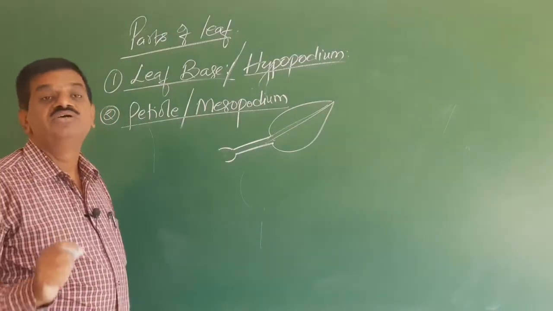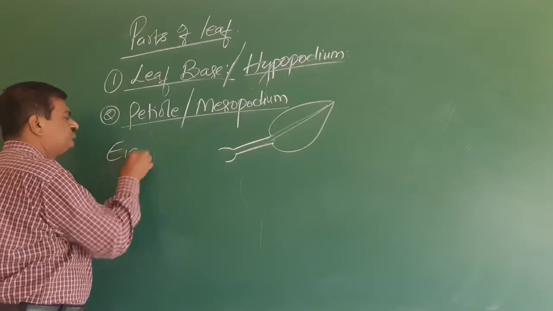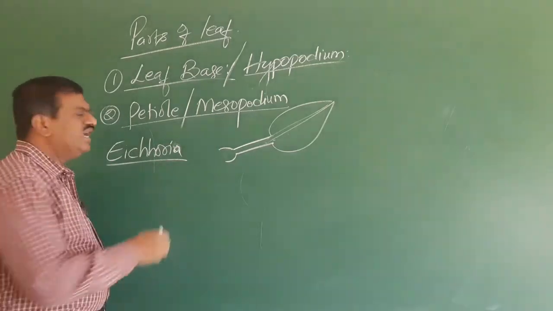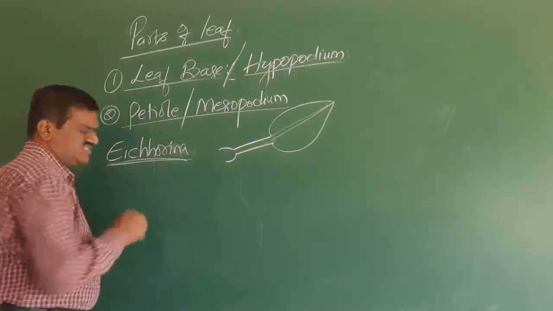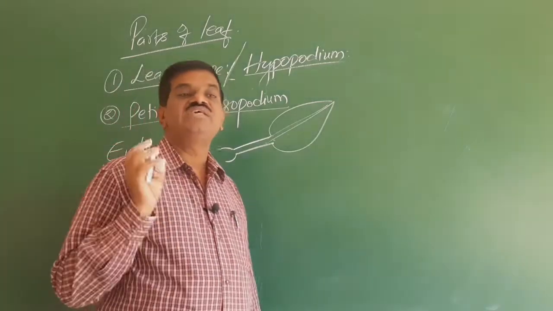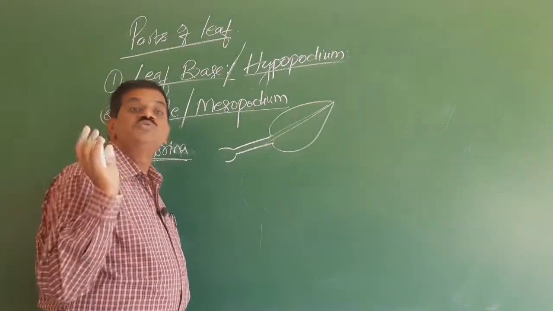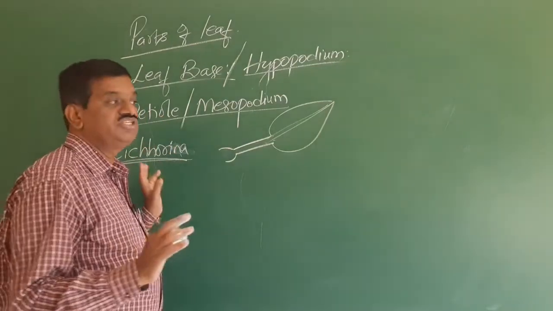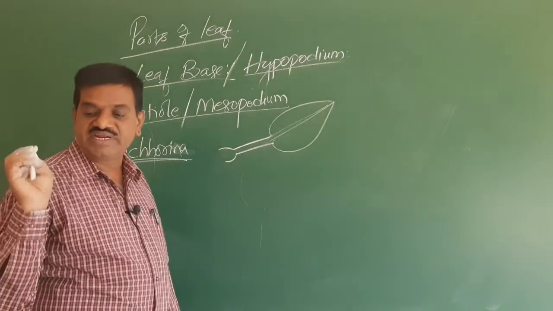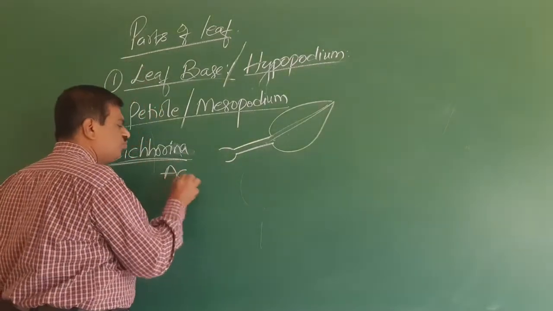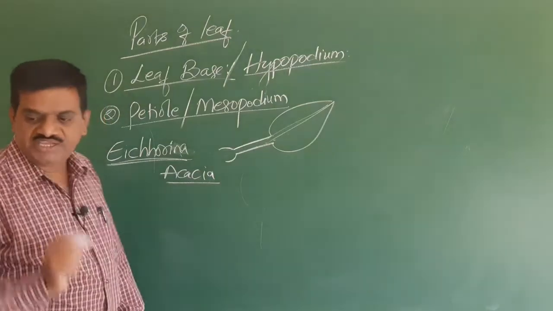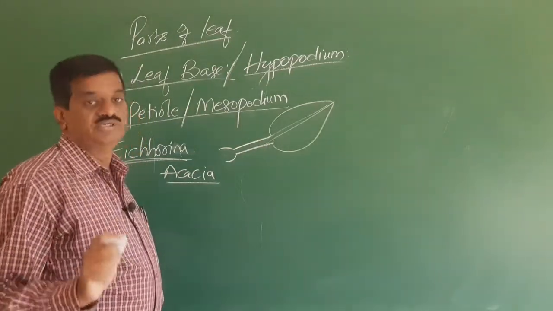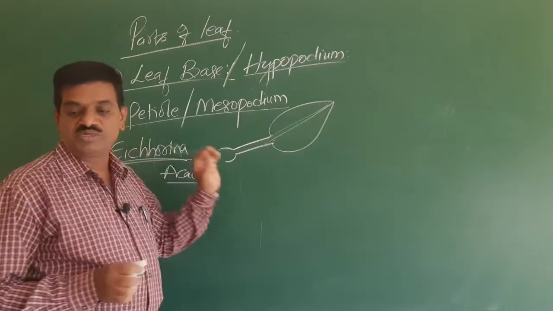For example, in Eichhornia, called terror of Bengal, there is a large swollen spongy petiole present. Whereas in another example, Acacia, the leaves are short-lived and immediately fall off. So this is about one.